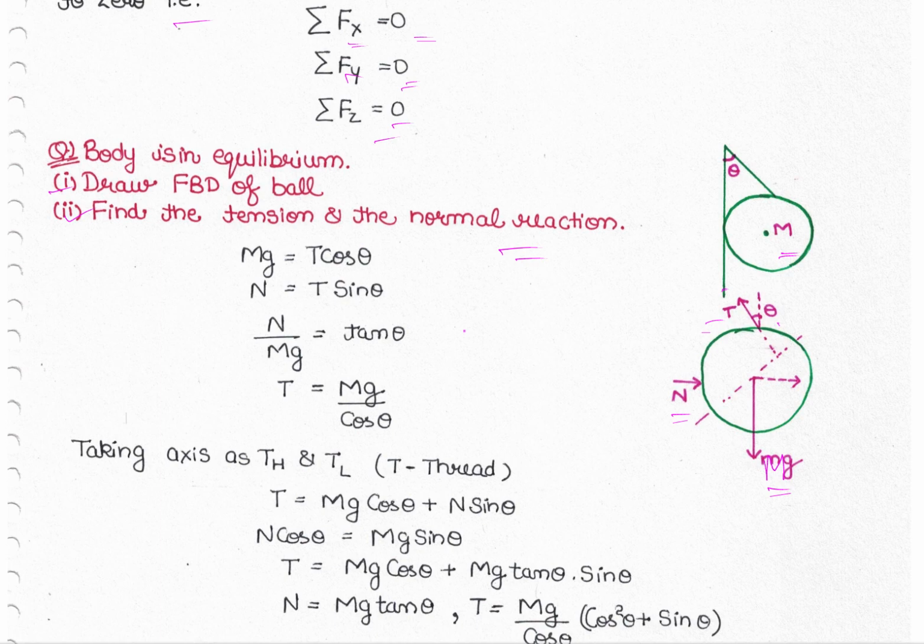So we can write mg is equal to T cos theta from this figure. You can easily show. Or N is equal to T sin theta. Now N by mg is equal to tan theta, or T is equal to mg by cos theta.